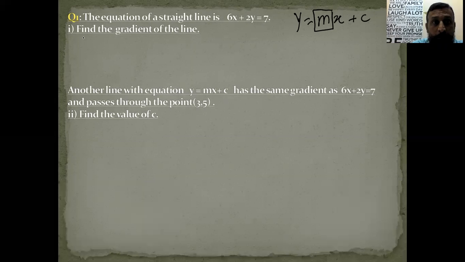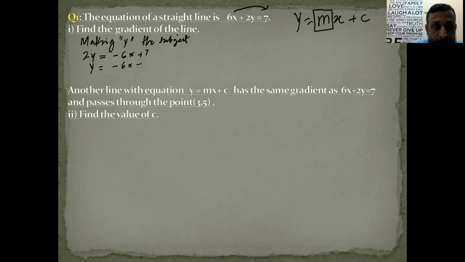Making y the subject, we don't need to write this, I'm just writing this to make you understand. Making y the subject. So 2y, we'll shift the 6x to this side. 2y equals minus 6x plus 7. Cross multiply 2 on the other side. y equals minus 6x plus 7, whole upon 2.